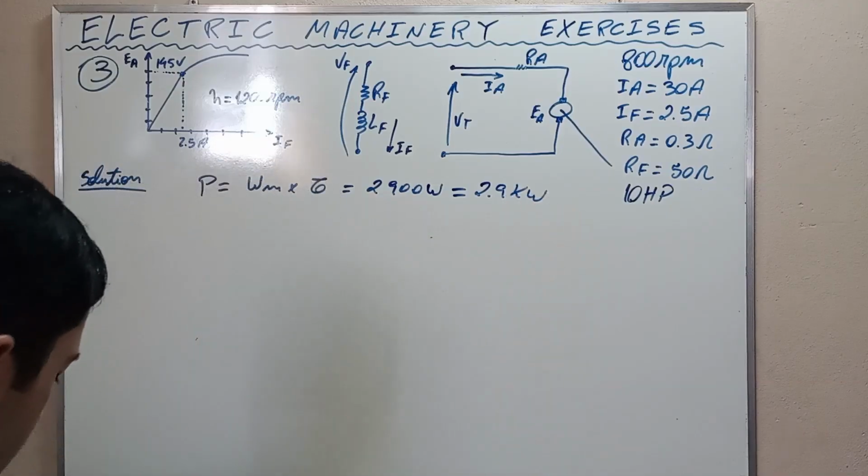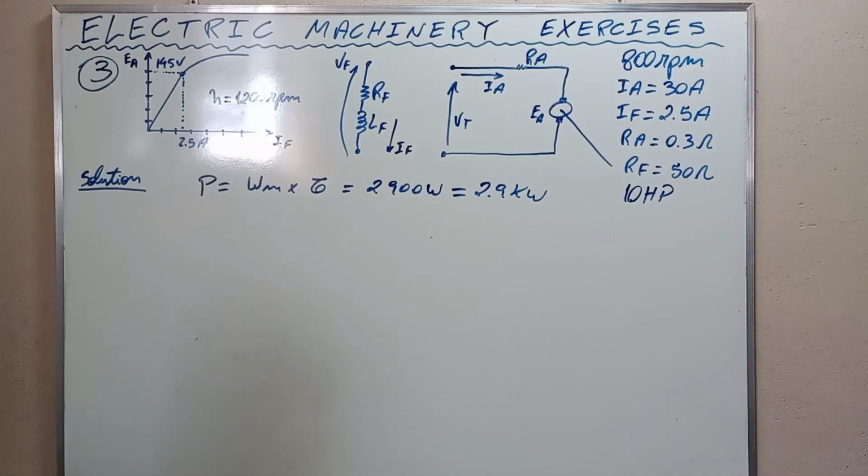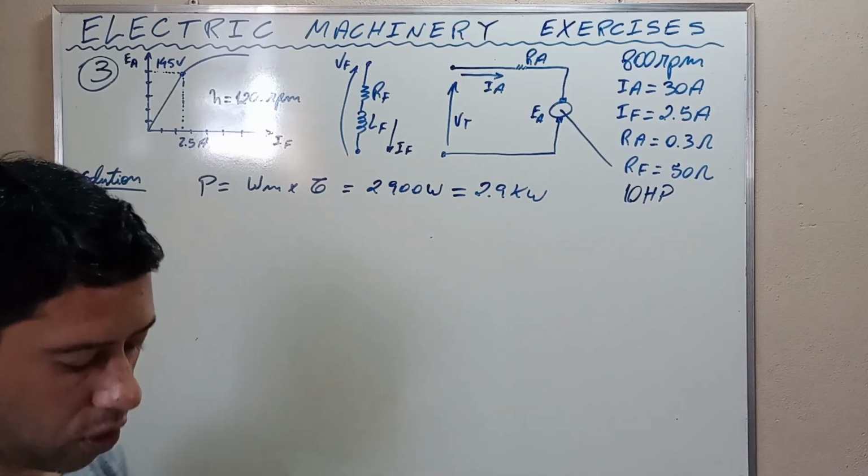Okay, you simply multiply the velocity in radians per second. We found a velocity of 83.78 radians per second, and you multiply by the torque, and we found a torque of 34.62 Newton meters. And if you carry out this multiplication, you're going to find 2.9 kilowatts.